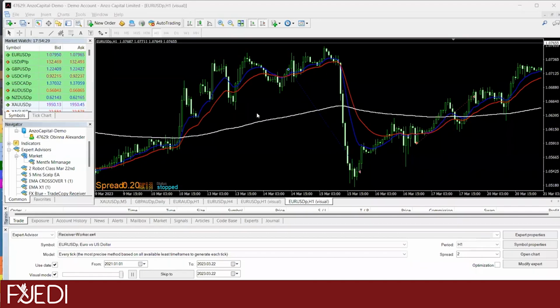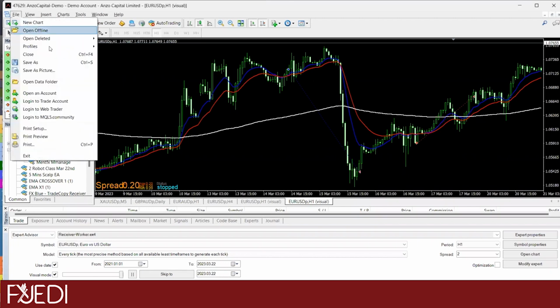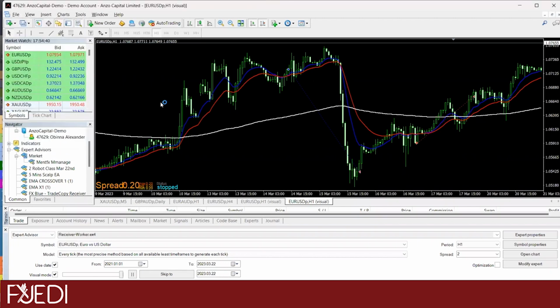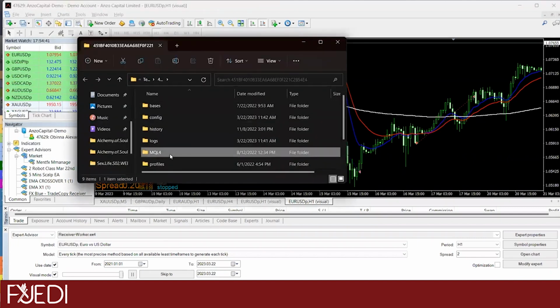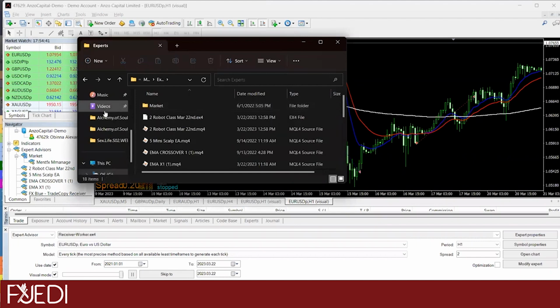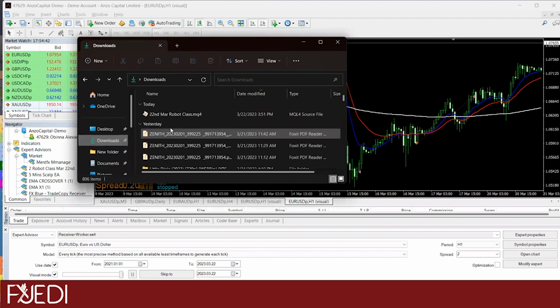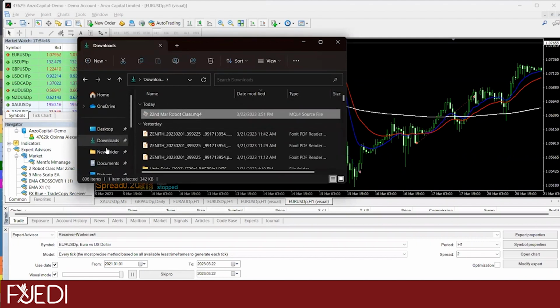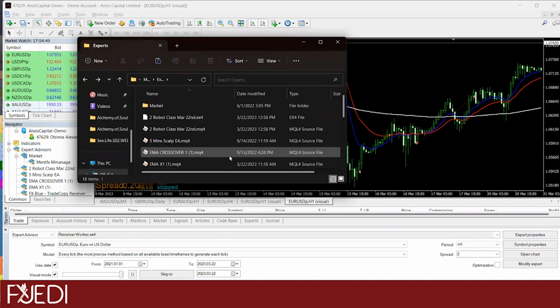Okay, so what we'll do now is test our project, and to do that, we need to paste our project in the data folder of our MT4. So we'll go to File, go to Open Data Folder, and then go to the MQL4 folder and then under Experts. So we'll go to where we downloaded it, the downloads, copy it, and paste it in the Experts folder on my MQL4.